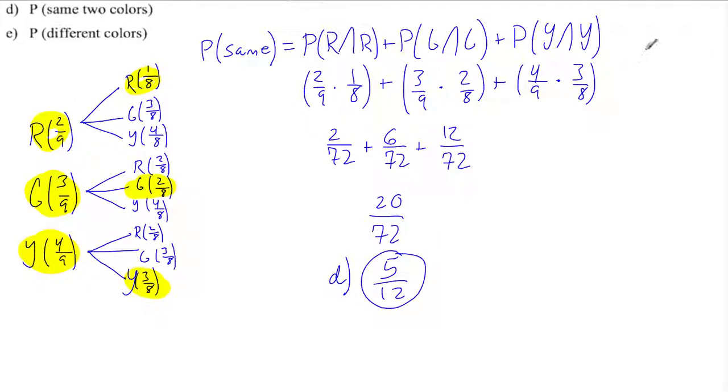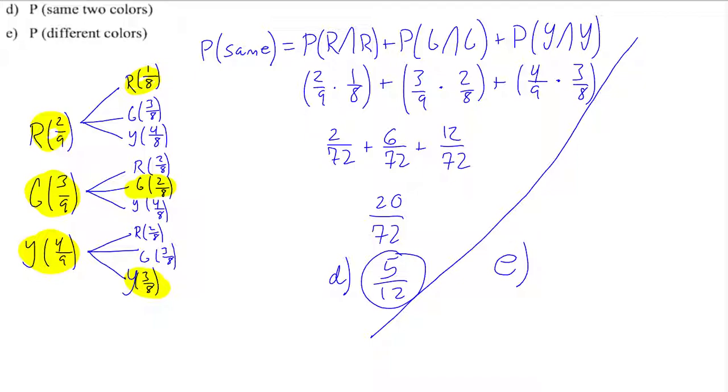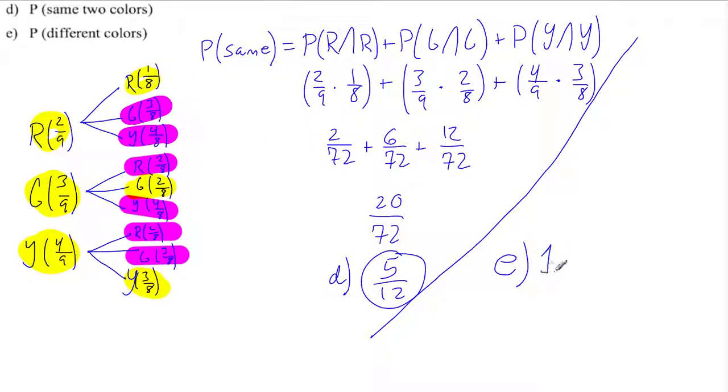Now for E, for E, we could find the respective probabilities of different colors. However, think about it. We're looking for red-green, red-yellow, green-red, green-yellow, and yellow-red, yellow-green. We're looking for the remaining probabilities. Well, all probability adds up to 1. So if we do 1 minus 5/12, sorry, this is not 5/12, this is 5/18.